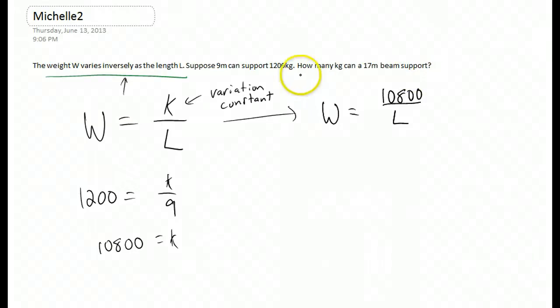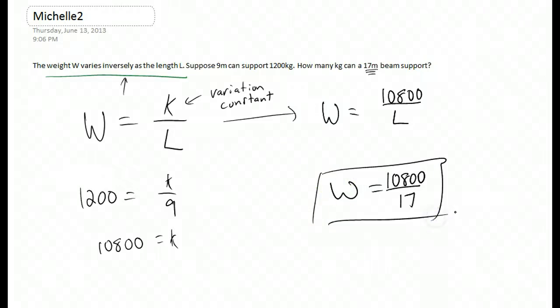Okay, so what does the question give us? The question asks how many kilograms a 17-meter beam can support. They give us a 17-meter beam, so that tells us that L is 17. All we have to do is replace L with 17, and that's going to give us W. All you have to do is type that into your calculator. Sorry, I don't have one on me right now. And answer the question in whatever form they want you to answer it in.